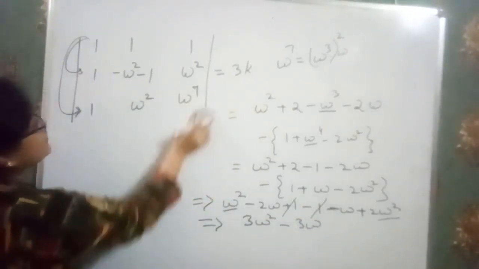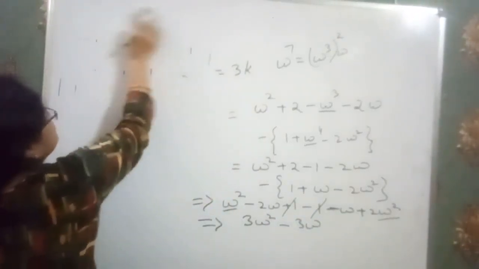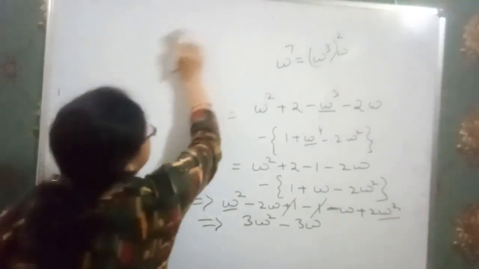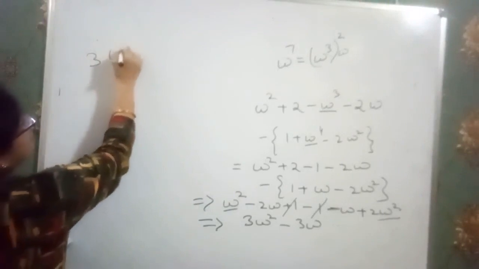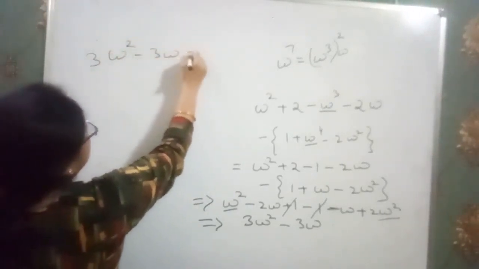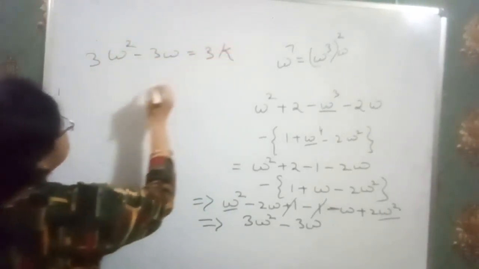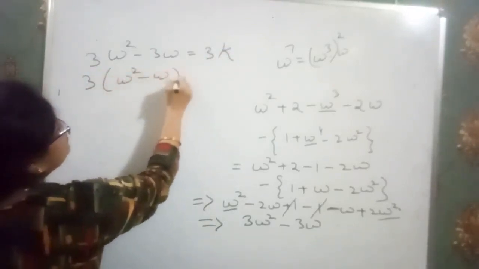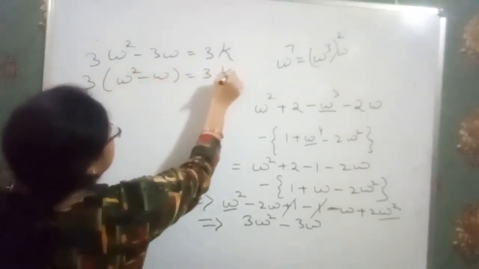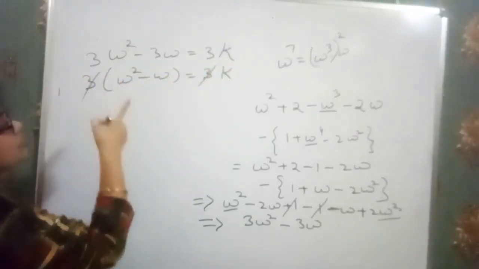Now what we have left with, in our equation it is equal to 3k. So we have 3 omega square minus 3 omega is equal to 3k, because that is given in the question. We have omega square minus omega is equal to 3k, 3 gets cancelled. So the value of k is equal to omega square minus omega. Now how will we solve it?